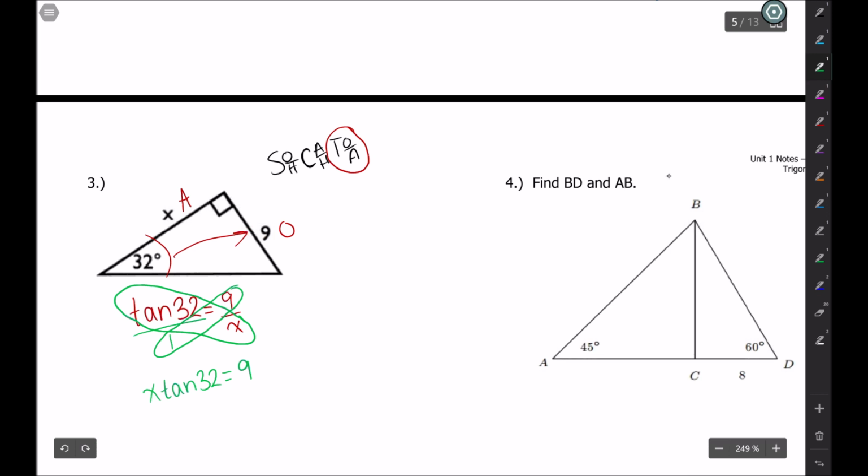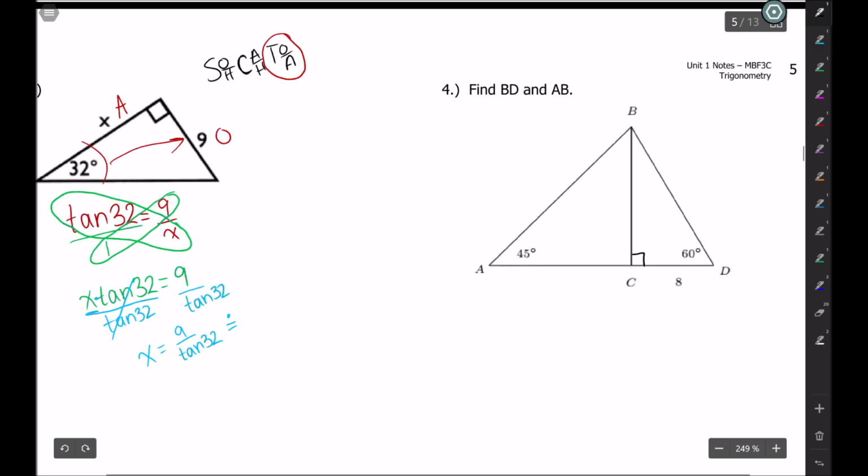Now, my goal is to get this x alone. So to get this x alone, I have to get rid of this tangent of 32. Since this is multiplication, the opposite of multiplication is division. So I'm going to divide by tangent of 32, and those two will cancel each other out. But whatever I do to one side, I do to the other side. So right here, I end up getting x equals 9 over the tangent of 32, and then I just have to type that into my calculator. So let's go ahead and do that.